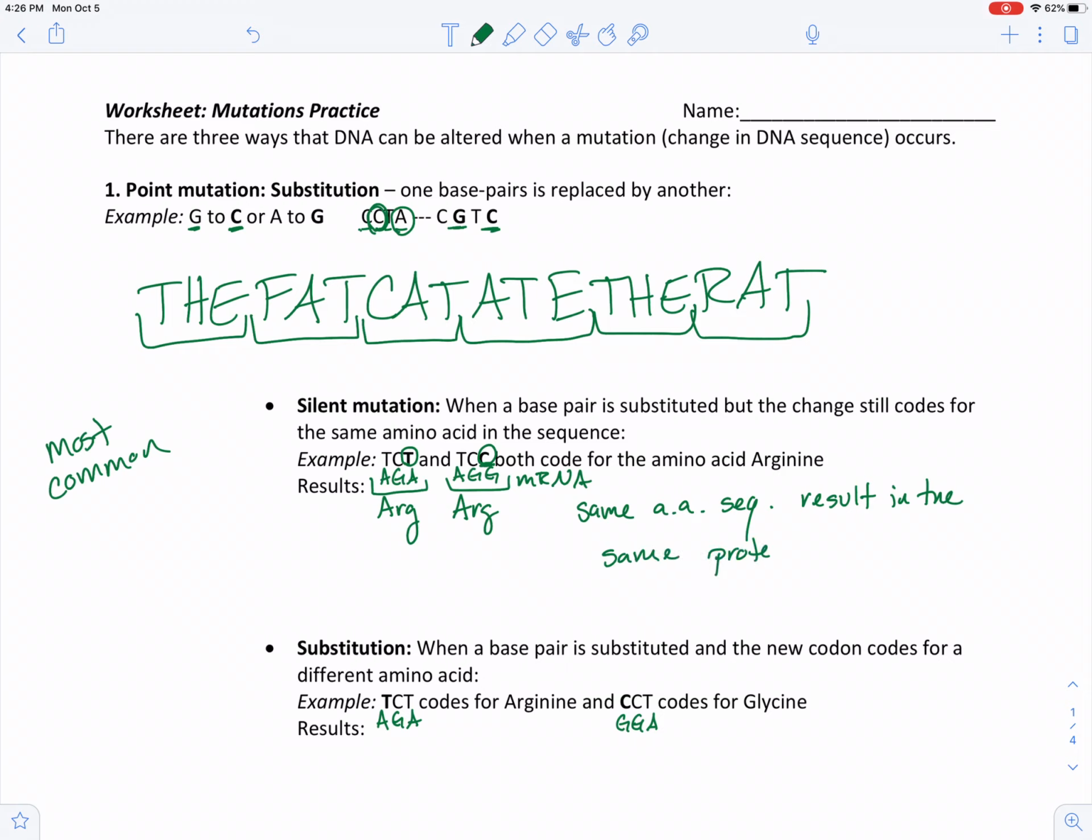Because if it's the same amino acid, then it's going to fold the same, and then it's going to function the same. So if you get the same amino acid sequence, it's going to result in a functional protein. And it's going to function in the same way it was intended to. You're not even going to notice that this mutation exists.